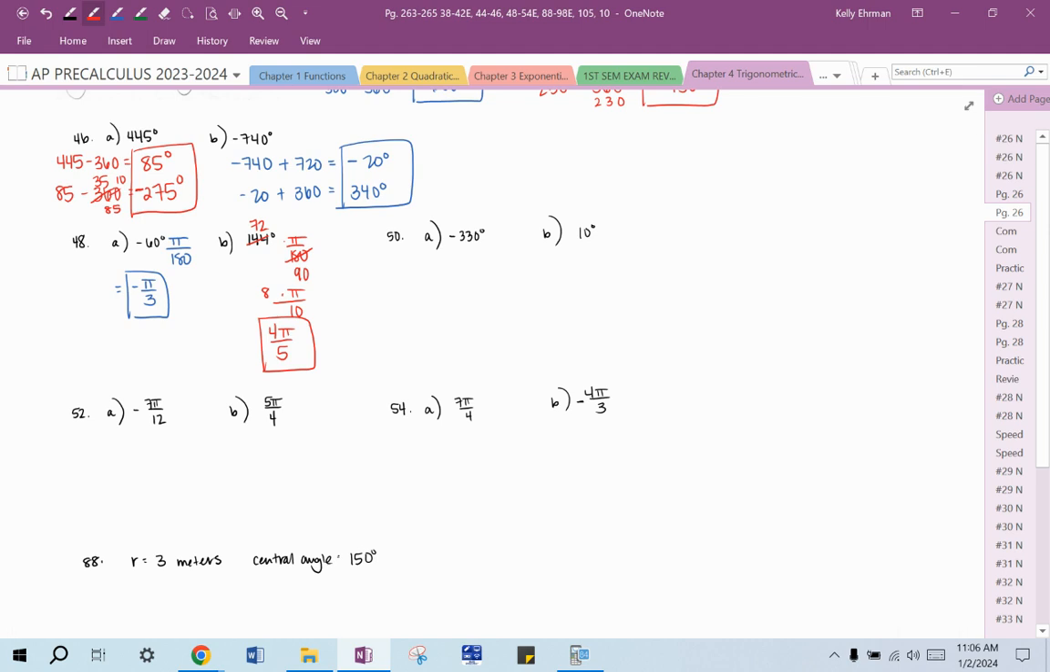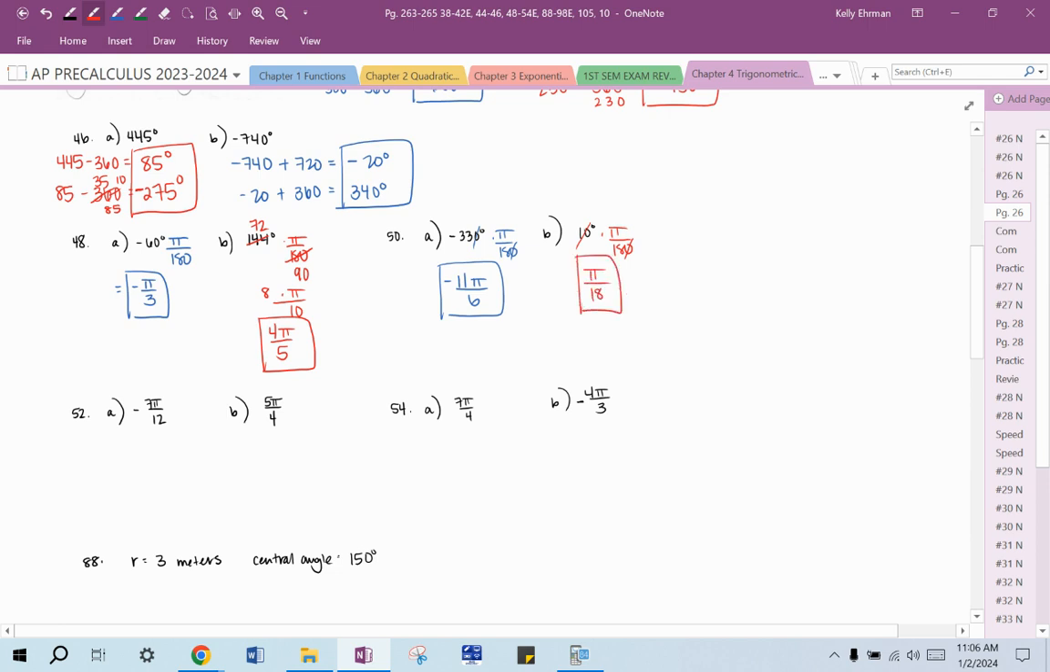These aren't going to be outrageously large numbers that you would be dividing a million times if you just do it kind of slowly. Times pi over 180. So get the zeros out of there, divide by 10. 33 and 18 are divisible by 3. That's negative 11 pi over 6, which is as far as that goes. 10 degrees times pi over 180. Divide by 10, and you get pi over 18.